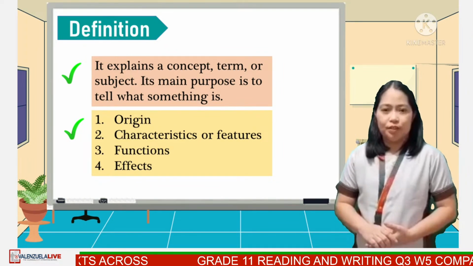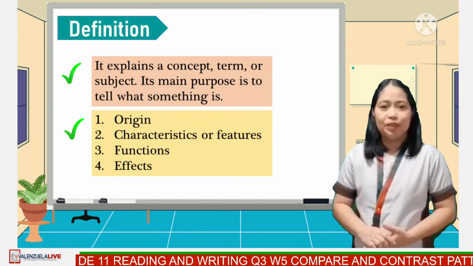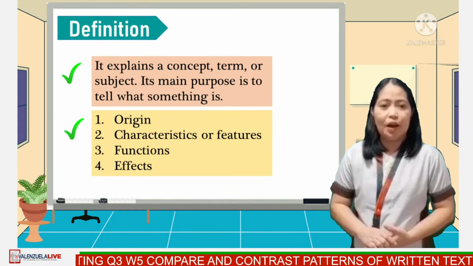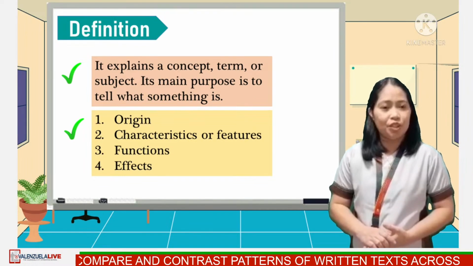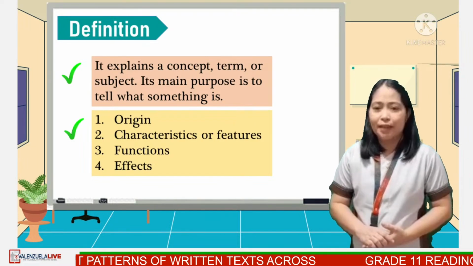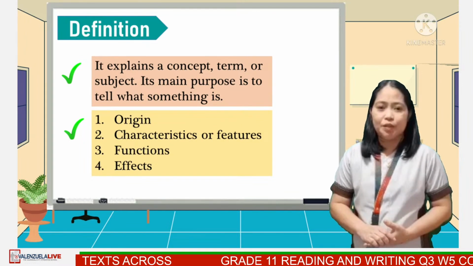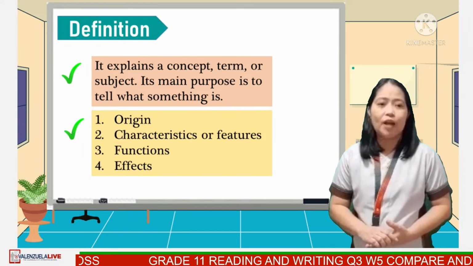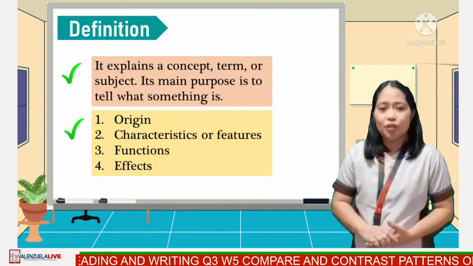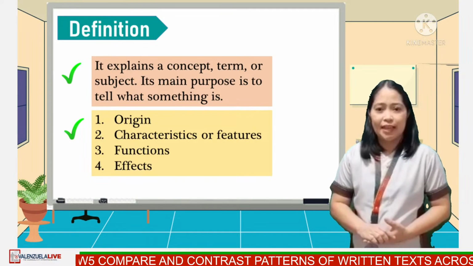Next, the definition explains a concept, term, or subject. Its main purpose is to tell what something is. A paragraph of definition aims to give a complete working definition of a term, concept, or idea in your paper. This pattern is useful when you are introducing new concepts or specialized terms to your readers, or when you need to define a key concept in your thesis. In developing a concept, the writer may also discuss the origin, characteristics or features, functions, and effects.